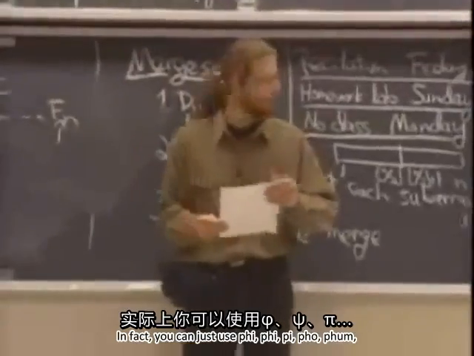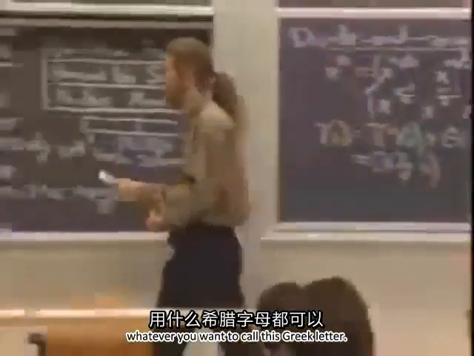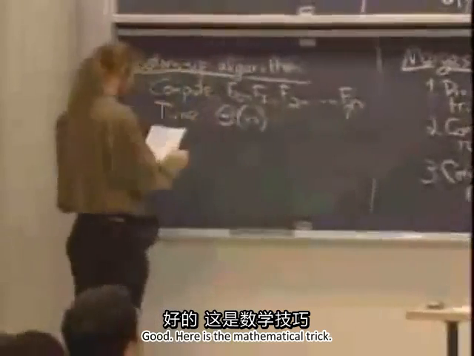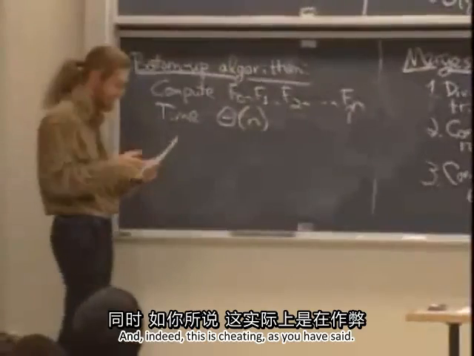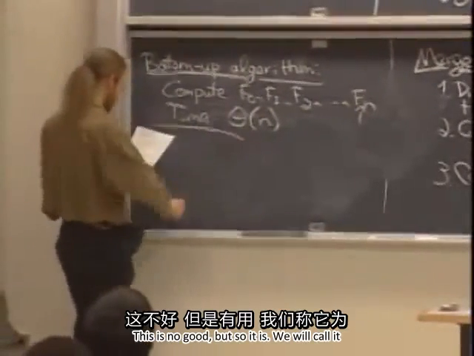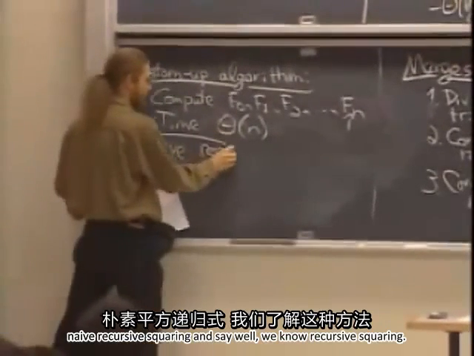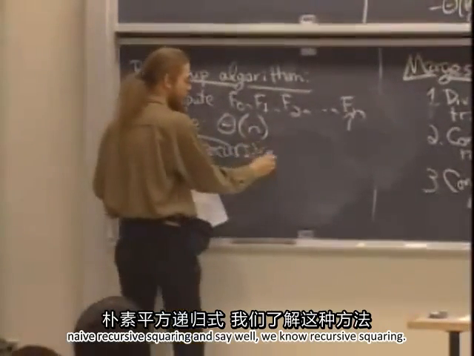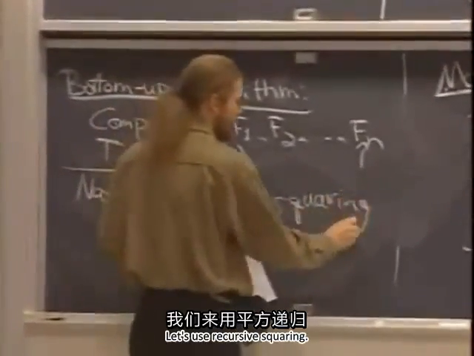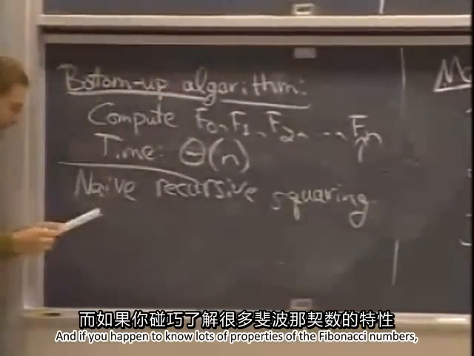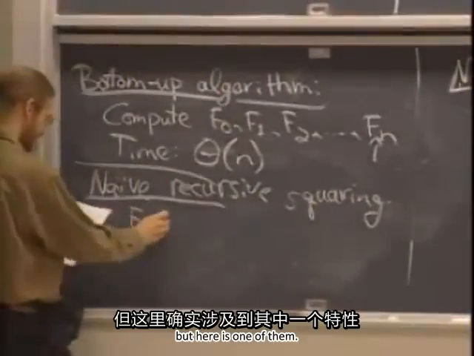In fact, you can just use phi. Greek letter. Good. So here's the mathematical trick. And indeed, this is cheating, as you said. This is no good, but so it is. We'll call it naive recursive squaring. You can say, well, we know recursive squaring. Recursive squaring takes log n time. Let's use recursive squaring. And if you happen to know lots of properties of the Fibonacci numbers, you don't have to, but here's one of them.